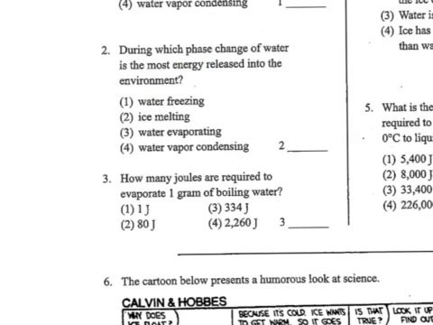Question number 2. During which phase change of water is the most energy released into the environment? So our clues here are phase change, so we know that we're looking at properties of water, and it says released and most energy. So we're looking for the largest number which is released into the environment. So again, taking a look at your reference table, you have 4 choices. Look for the largest number that is being released.